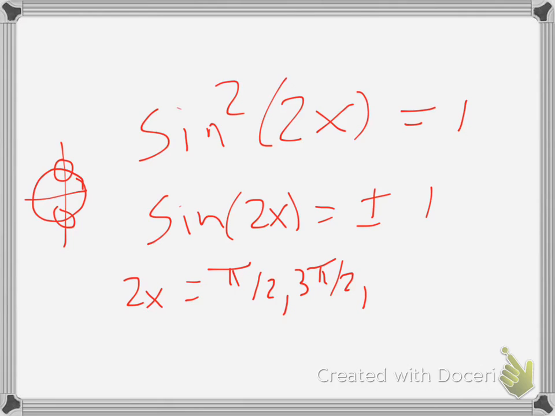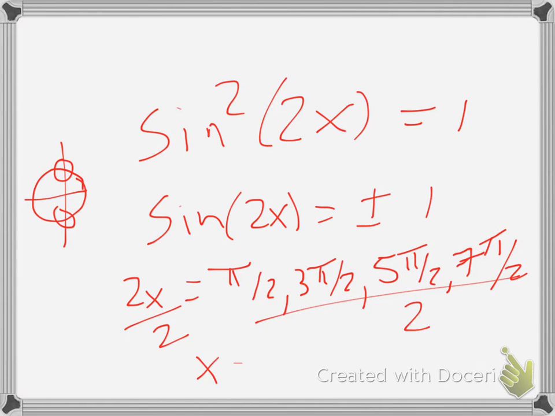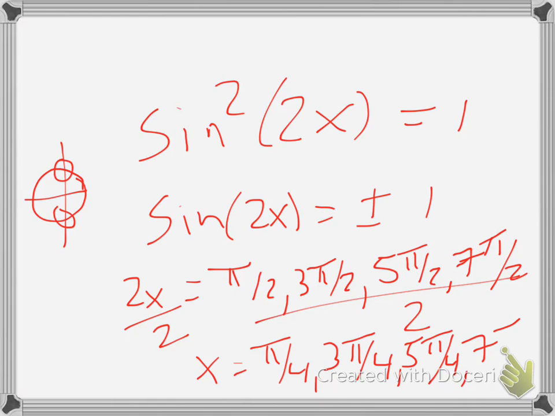Or if we go all the way around the circle, then I guess 5 pi over 2 and 7 pi over 2. And the reason why I want those is because I have to remember I'm dividing the answers by 2. So the possible values for x are pi over 4, 3 pi over 4, 5 pi over 4, and 7 pi over 4. And those are all between 0 and 2 pi. So those are the 4 possible answers. You could also have used an identity if you wanted to.